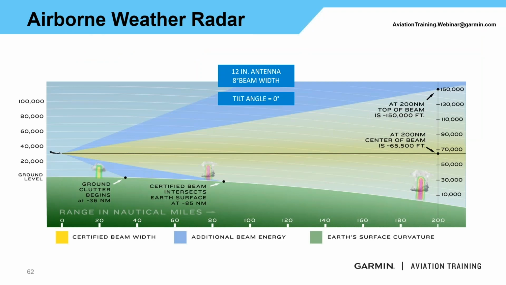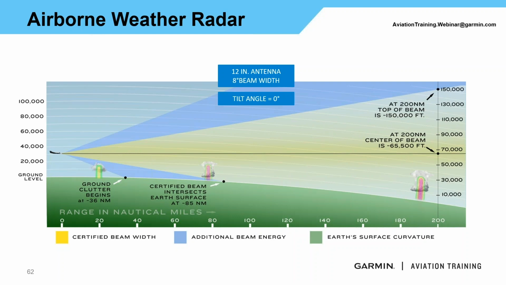All right, so here is an example of a few cells, and this is taking kind of a simplified view at it, but it does get the point across. I am at 30,000 feet right now, 12-inch antenna, 8 width, and I want to look over there at 200 miles. I can see, based on the curvature of the Earth, my beam has gone from 30,000 feet to, adding in the curvature of the Earth, I'm all the way up to 65,500 feet. So that definitely does change quite a bit compared to that 5,000 feet at 80 miles.